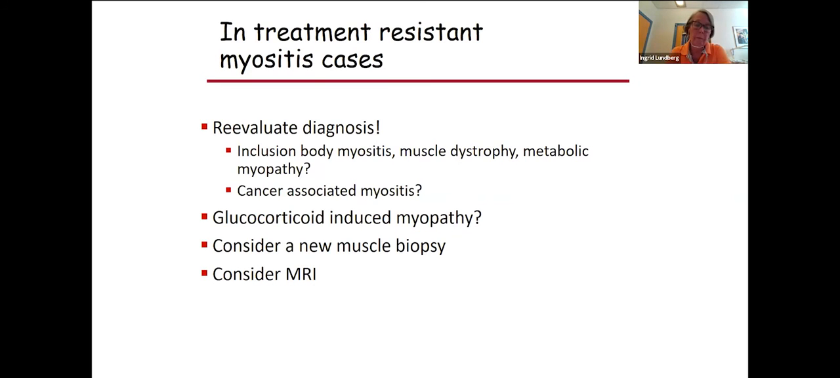And when you have all these suggestions, then you can consider repeating the muscle biopsy, which we do quite often. You can also consider performing an MRI or combining MRI with a muscle biopsy.